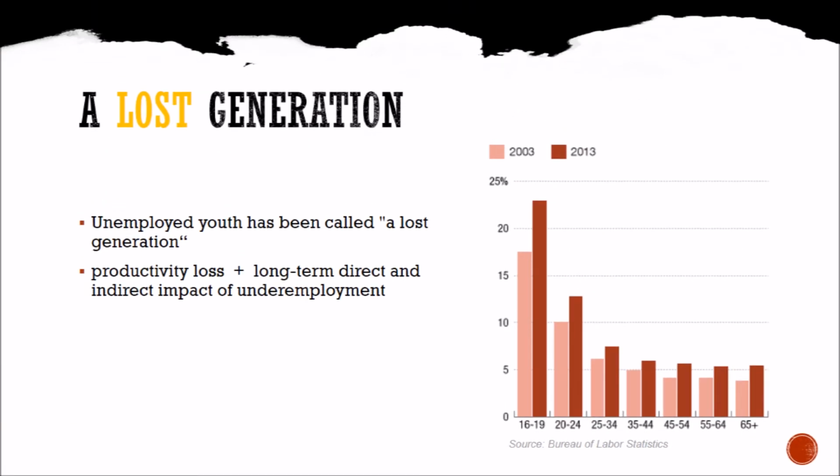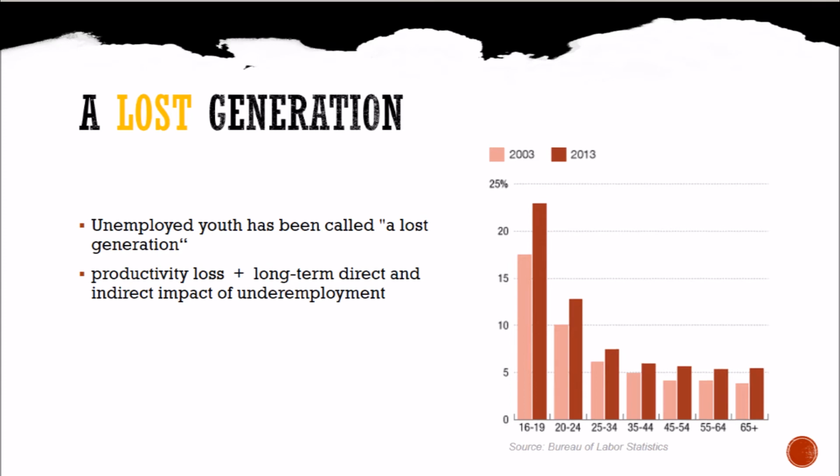Underemployed youth has been called a lost generation, not only because of productivity loss but also because of the long-term direct and indirect impact underemployment has on young people and their families. Because they aren't able to build up skills or experience during their first years in the workforce, underemployed youth see a decrease in lifetime earnings when compared to those who had steady work. A lower salary can persist for 20 years following the underemployed period before the individual begins earning competitively to their peers.